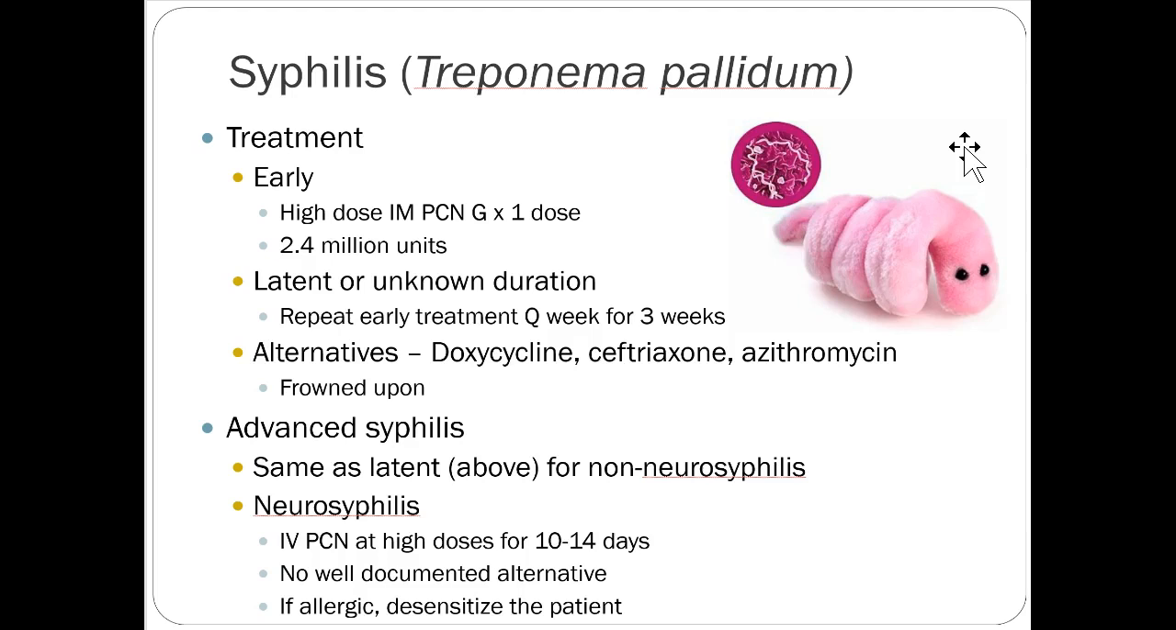For neurosyphilis, we skip the IM shots and do IV penicillin, high doses, for 10 to 14 days. Again, there could be alternatives that work and likely are, but nothing's been studied or documented because no one really does test studies on this stuff anymore. So we don't really know, but we know penicillin works really well, so we still use penicillin as the drug of choice.